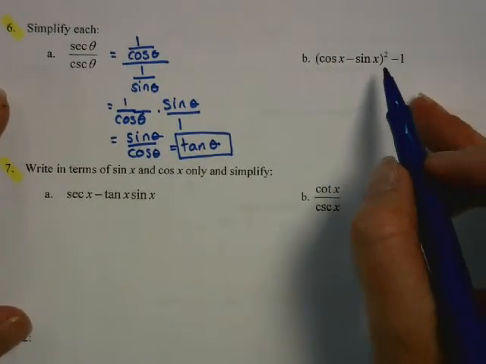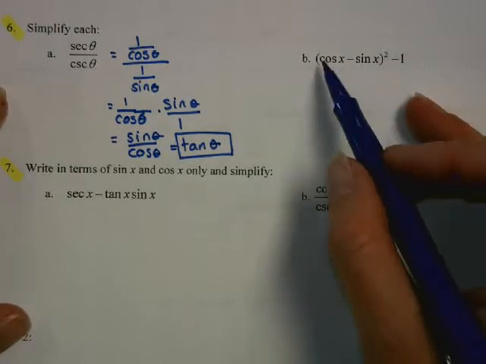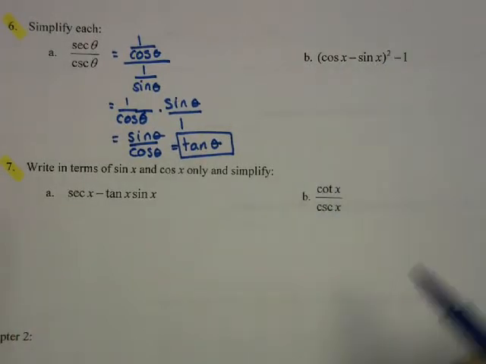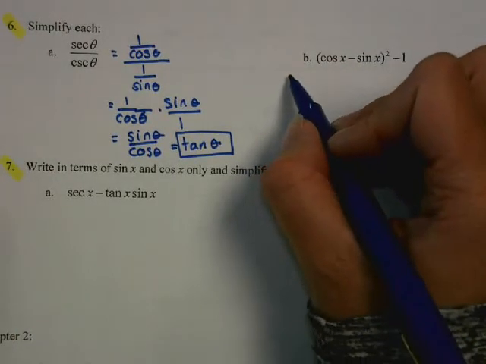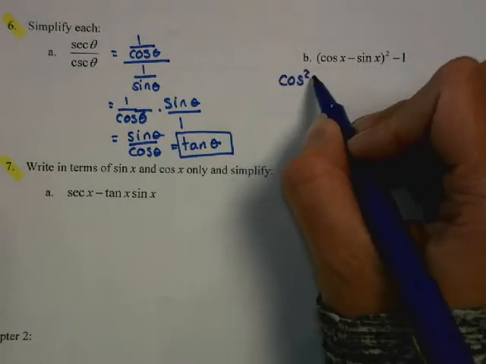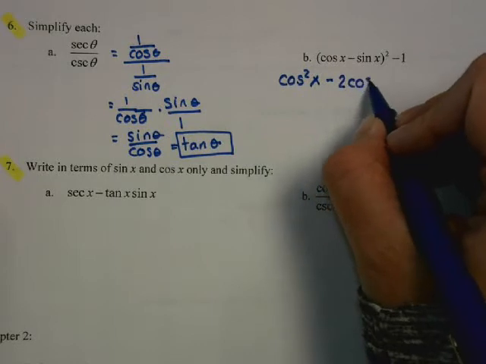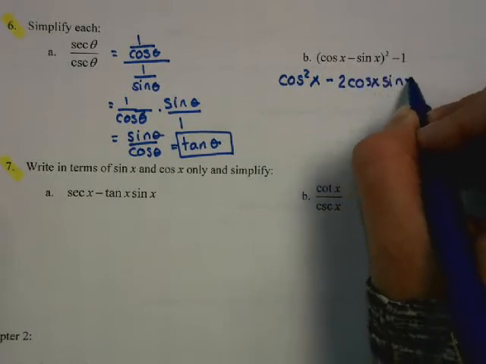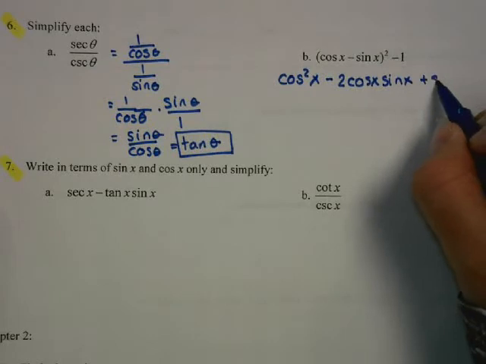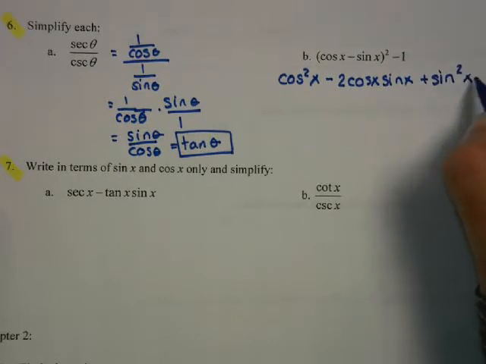For this one, we need to FOIL cosine minus sine times cosine minus sine, and if it helps to write it out that way, go ahead. So this is going to be cosine squared x minus 2 cosine x sine x plus sine squared x minus 1.